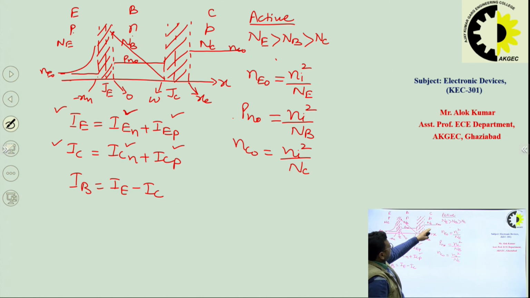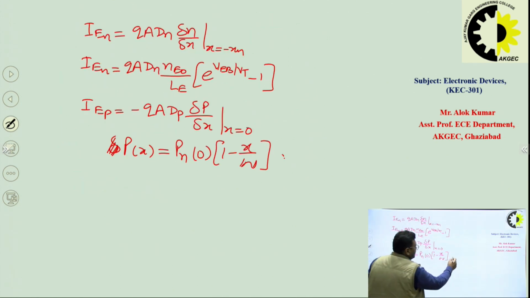As we enter into the collector region, this electron concentration in the collector region, because it's a P type, should increase like this. Okay, so here you can see in this base region, the minority carrier distribution is given by this linear line. Okay, so this condition we can justify with this equation.